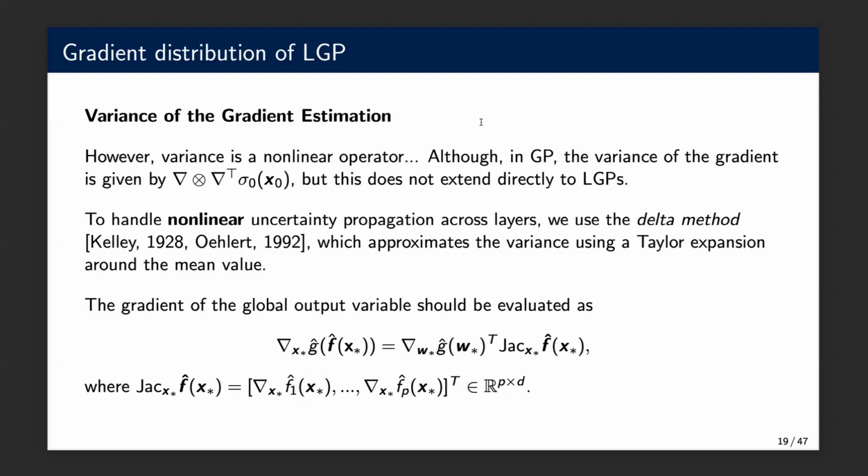We express the gradient of the global output variable in this way, and we can differentiate through the chain rule. But remember, X star is the intermediate random variable, so this term should be a random variable. Sorry, that should be a random variable, but that increases the difficulty of solving the gradient.